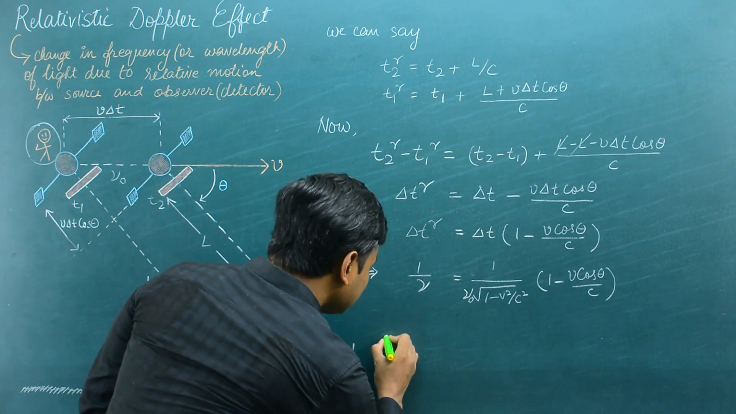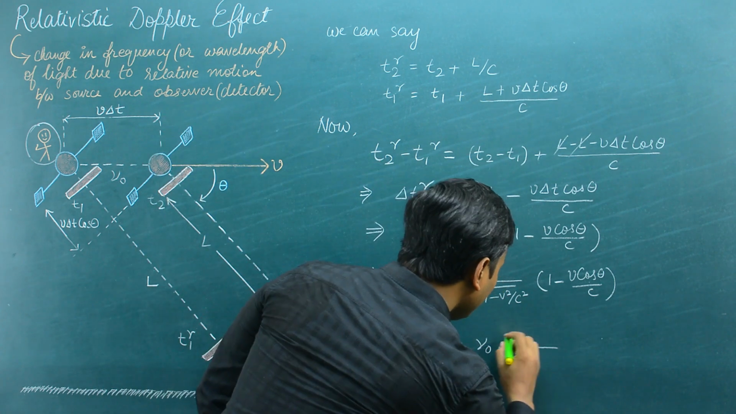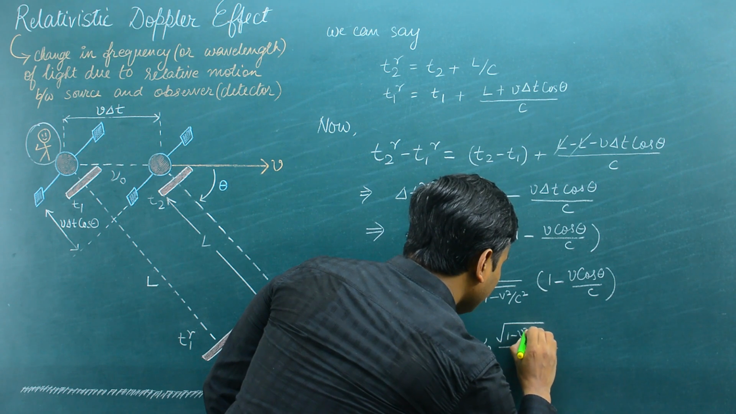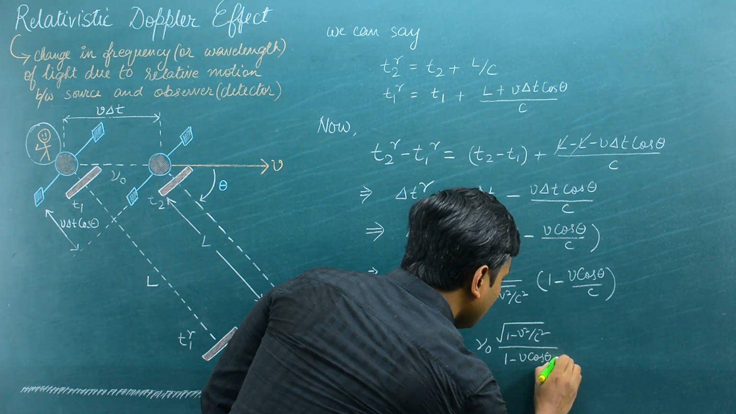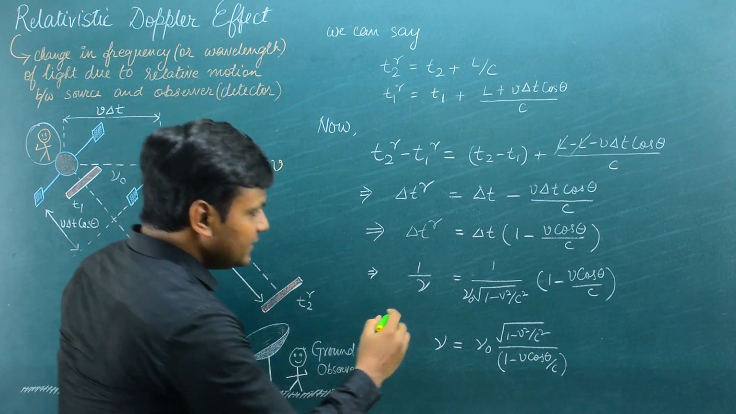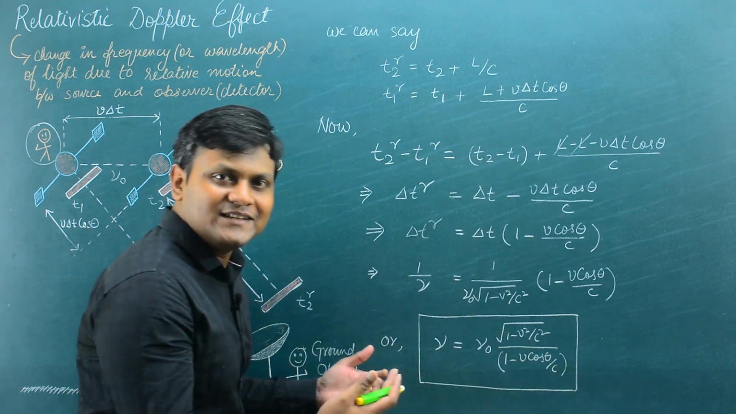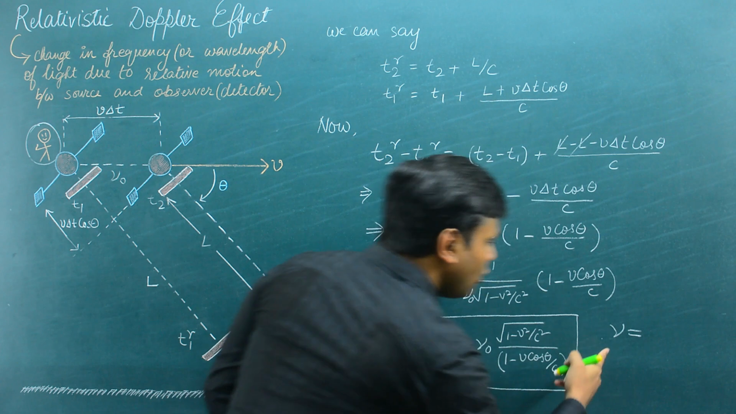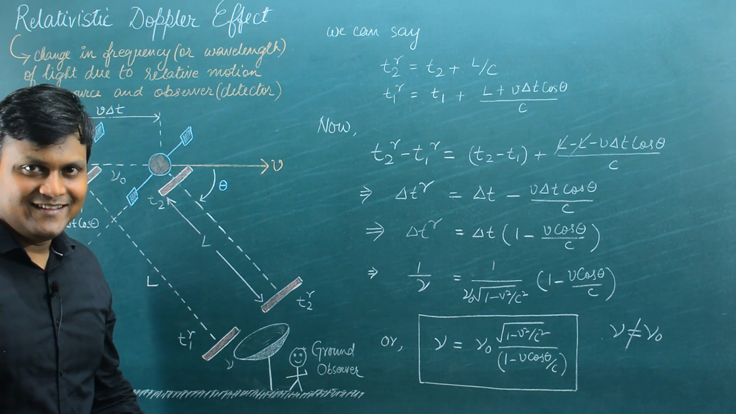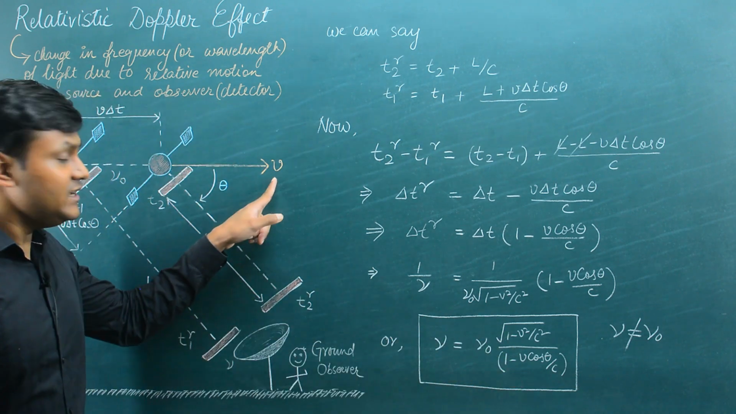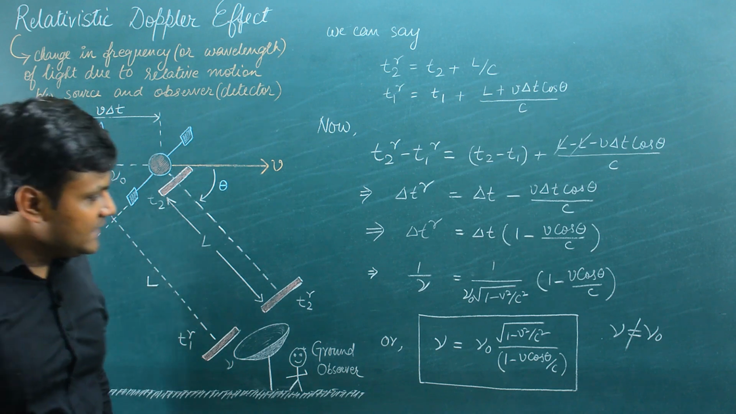So the final equation therefore simply becomes nu is equal to nu naught, and in the numerator you have root over 1 minus v square upon c square, and in the denominator you have 1 minus v cos theta upon c. That is it. This is the formula corresponding to the relativistic Doppler effect. As you can see here, the frequency as measured by the observer and the frequency as emitted by the source are not the same. They are different. And the difference not only depends upon the velocity, the relative velocity, but it also depends upon the angle at which the motion is taking place with respect to the line of sight.